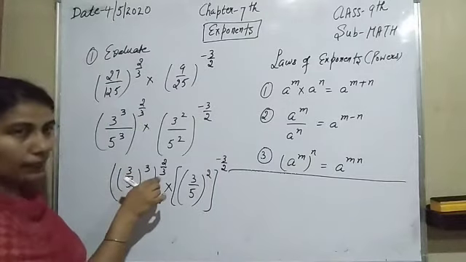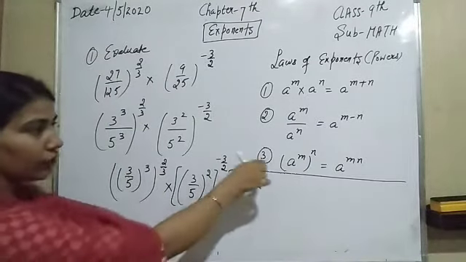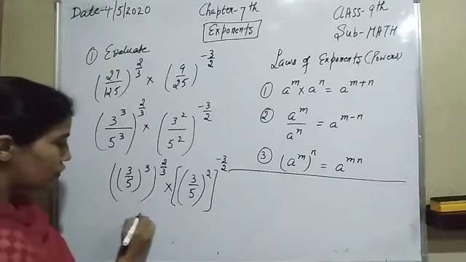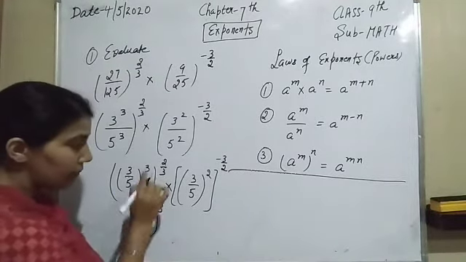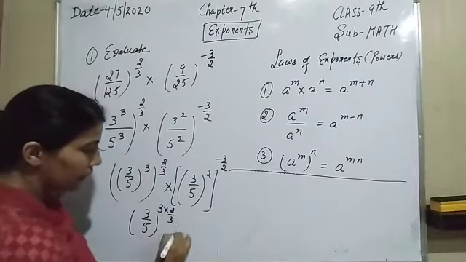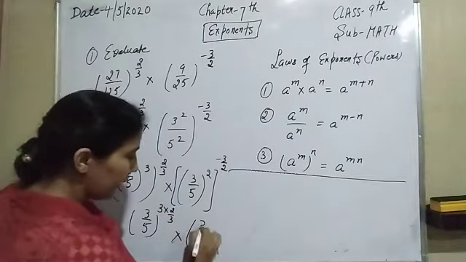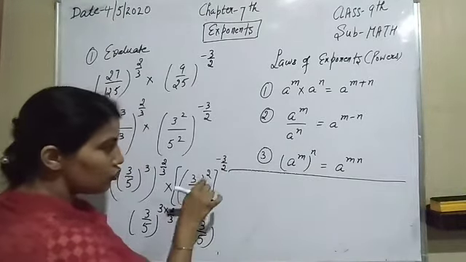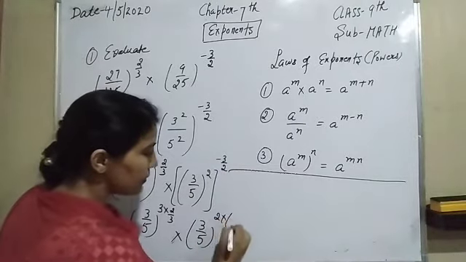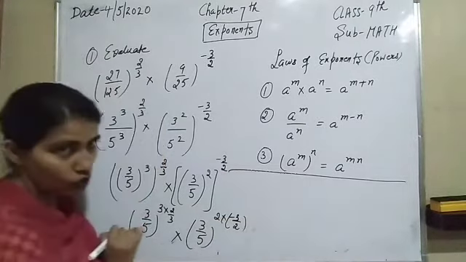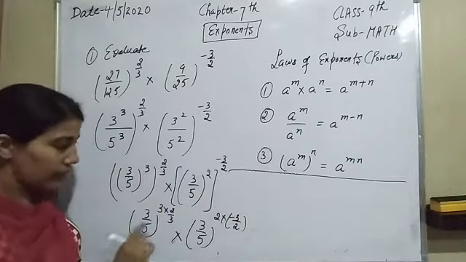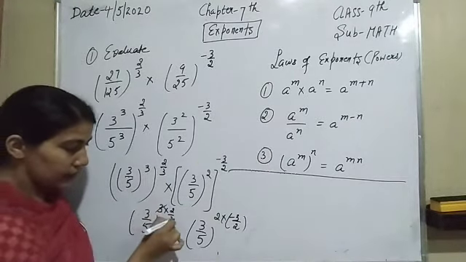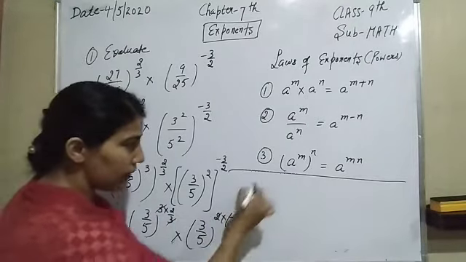Now power to power can be multiplied with each other according to the third law. So it can be written as 3 by 5 raised to power 3 multiply 2 by 3. Here also multiply, and it can be written as 3 by 5, 2 multiply minus 3 by 2, because power of power can be multiplied with each other. Now 3 and 3 both are cancelled. On this side 2 and 2 both are cancelled.